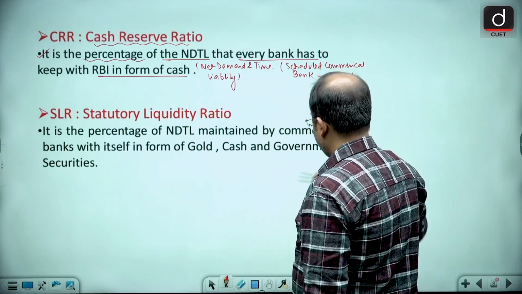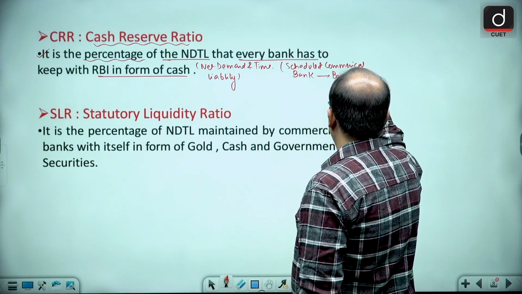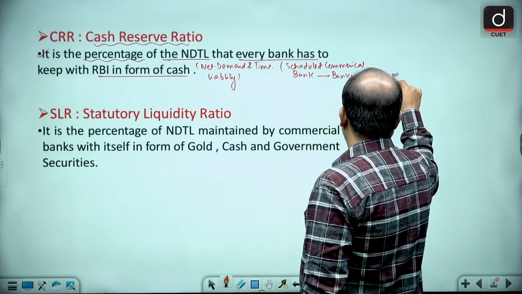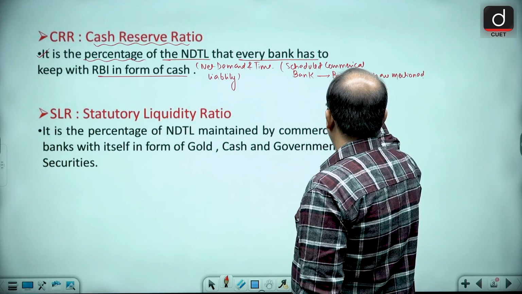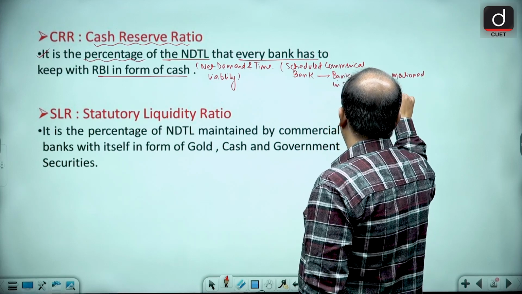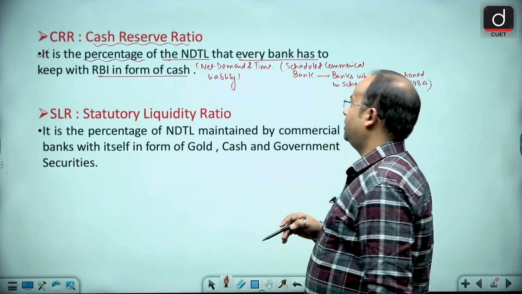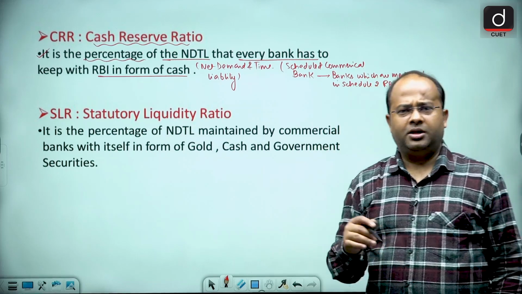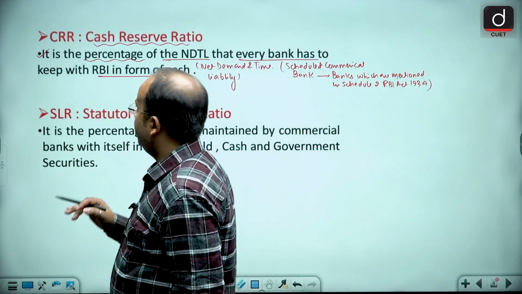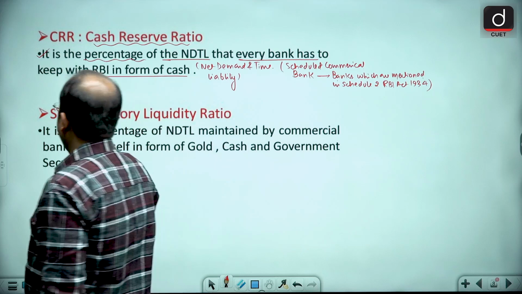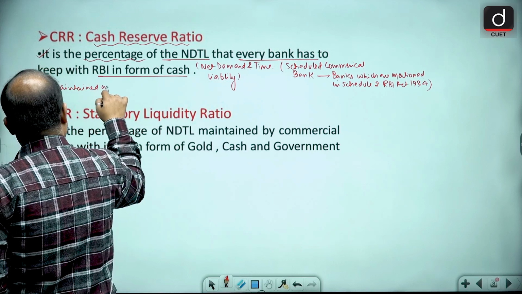Scheduled commercial banks are those banks which are mentioned in Schedule 2 of the RBI Act 1934. So they are called scheduled commercial banks. Generally, guys, this CRR is maintained by scheduled commercial banks and is kept with RBI in the form of cash, and it is maintained on a daily basis.